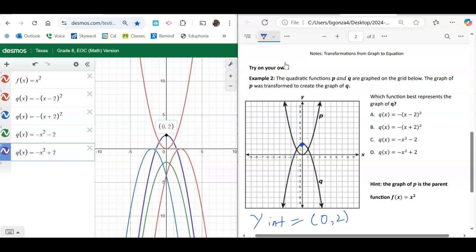It's the only one with that y-intercept, so I don't need to find more points, but I could look at the vertex, which happens to be the y-intercept. I can look at the x-intercepts, other key points, do they match? And they do. So answer choice D is the best. So remember, the parent is always x squared. That's what you are comparing it to.